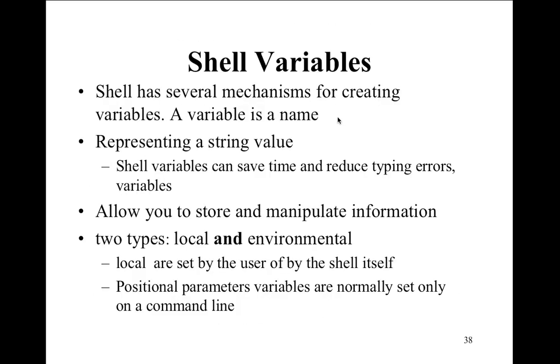So, shell variables. There are several different mechanisms for creating variables. A variable is a named identifier representing a string value. Shell variables can save time and reduce typing errors. You can save the path as a variable. It's called PATH. It's an environment variable. PWD is another one. So we have two types: local and environmental. Locals are set by the user or by the shell itself.